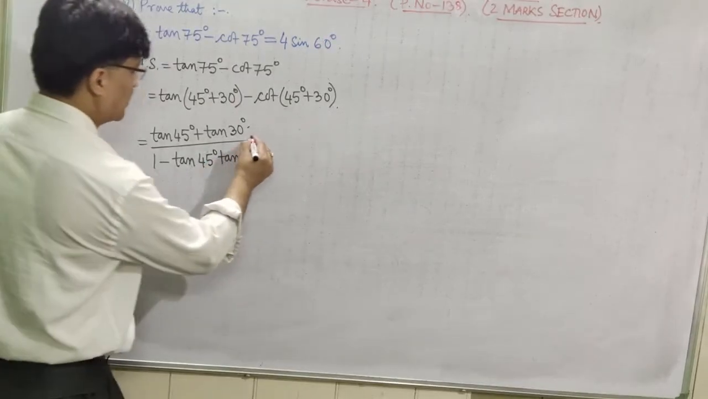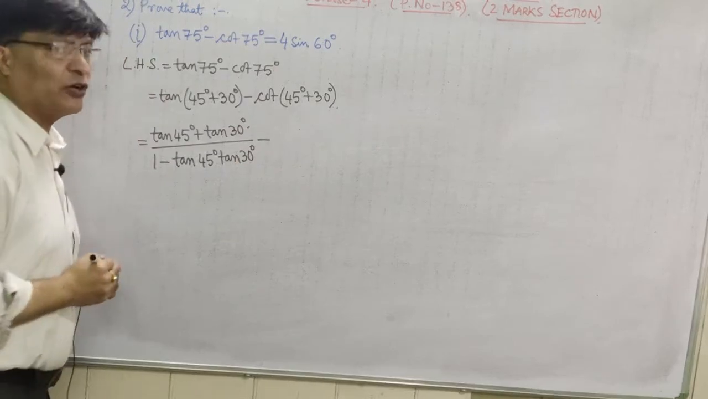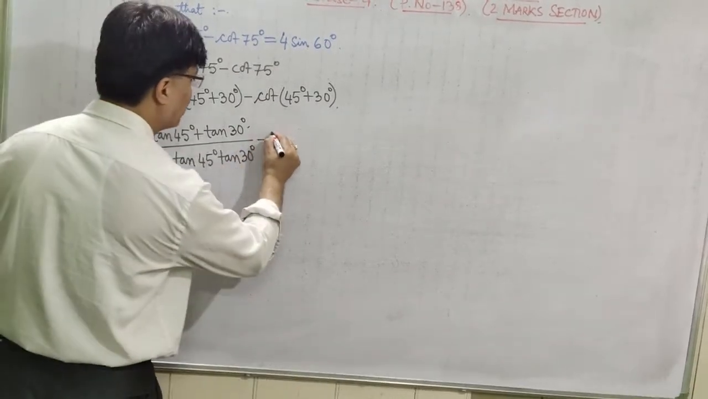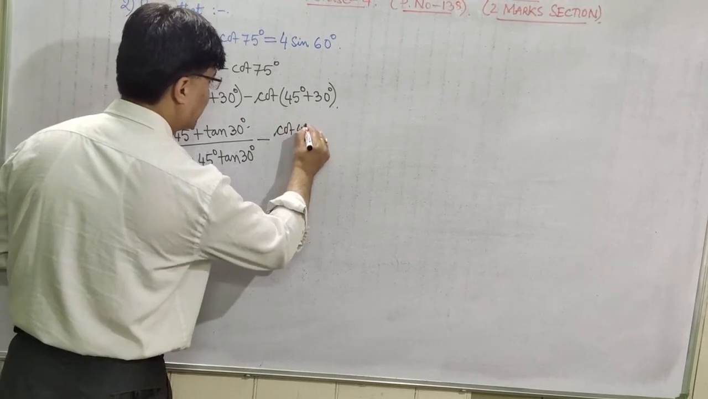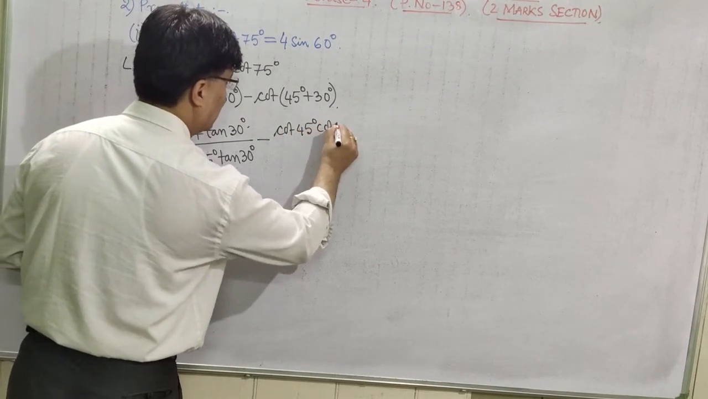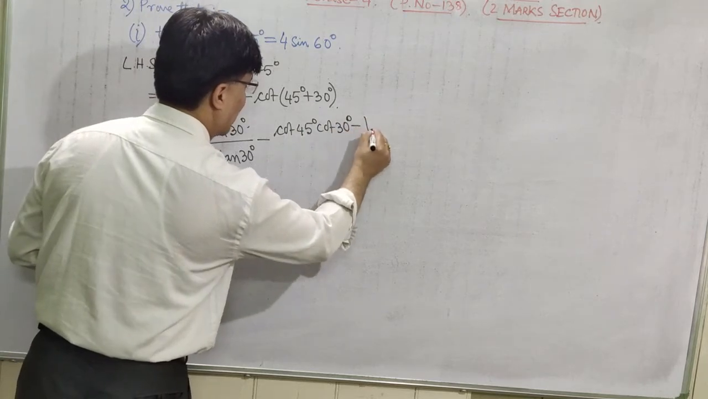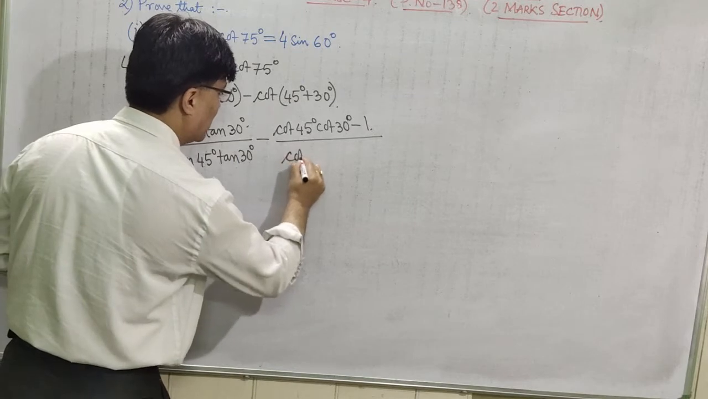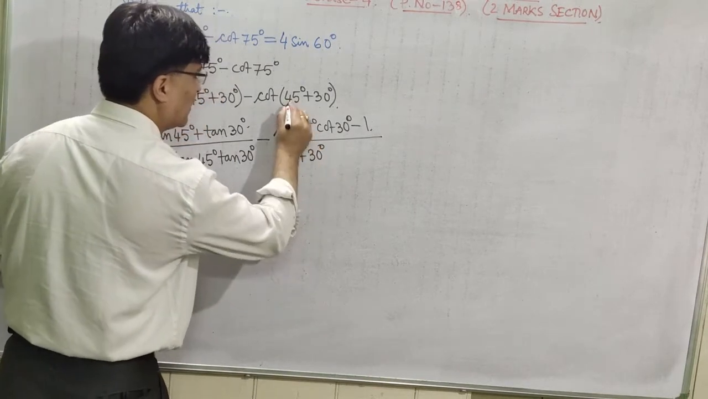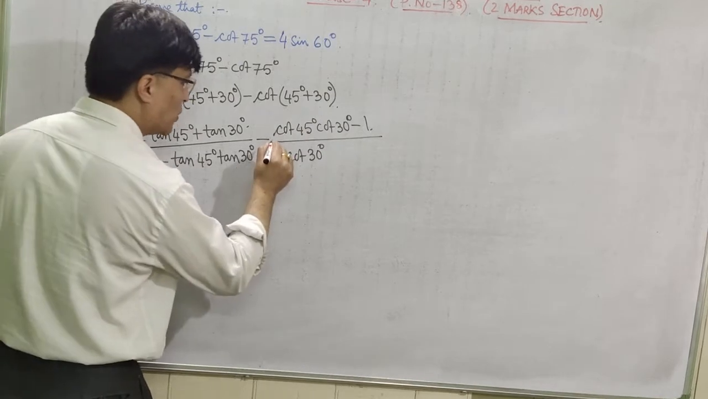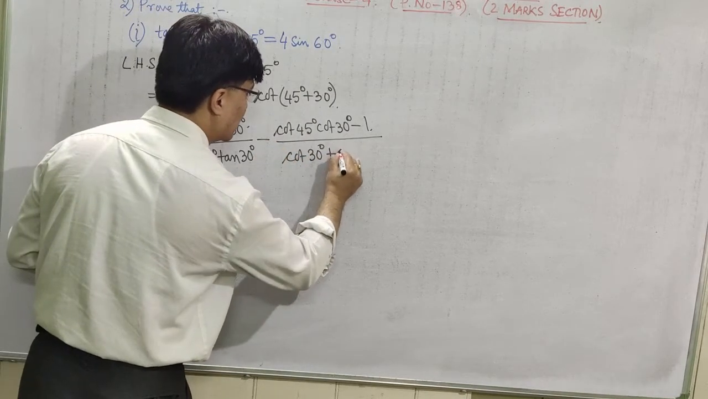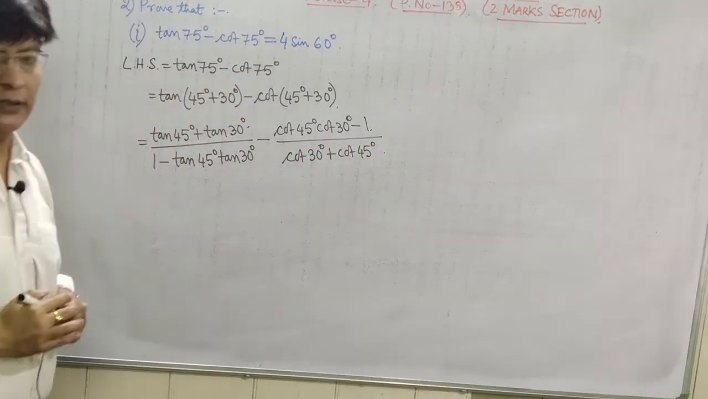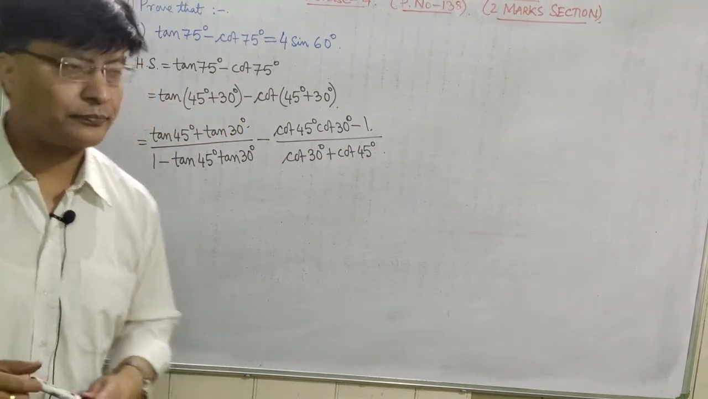Minus. So what about this cot of A plus B? What is the formula? Cot A cot B minus 1 divided by cot B plus cot A. What is B here? B is 30 degree. Here A is 45 and B is 30. So it is cot B, cot 30 degree, plus cot A, cot 45 degree. Is that clear to all of you?